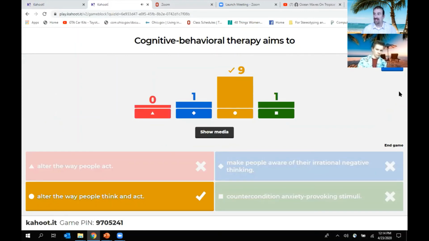Again, cognitive behavioral basically translates to thinking and acting. And that's exactly what we have here as we define cognitive behavioral therapy. So you guys know this one well. Did really well with the cognitive behavioral piece.